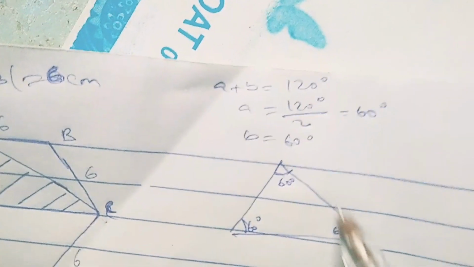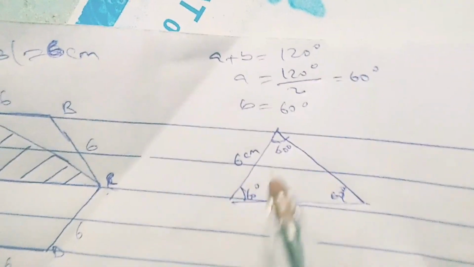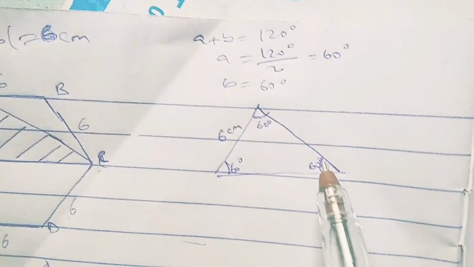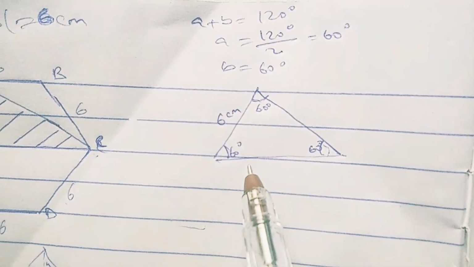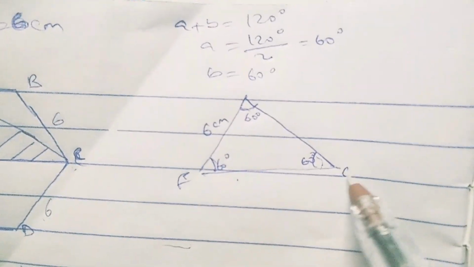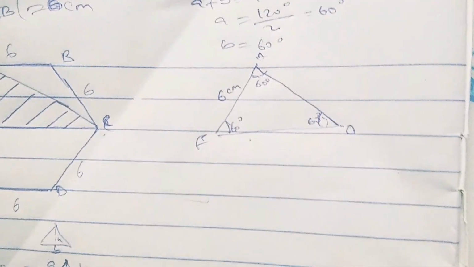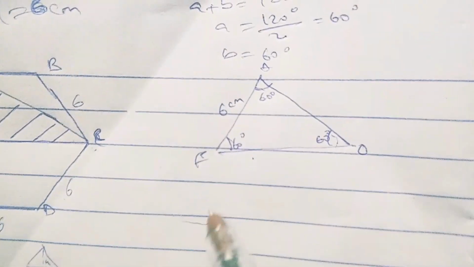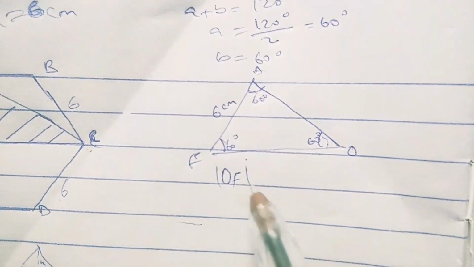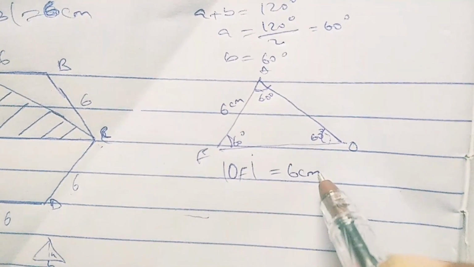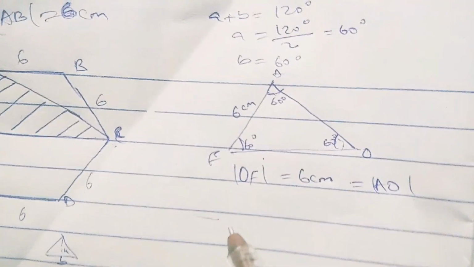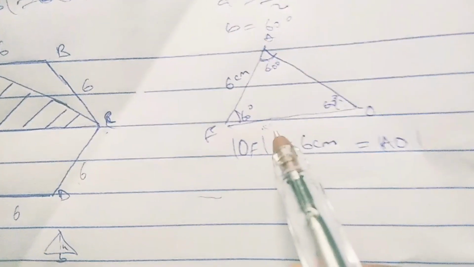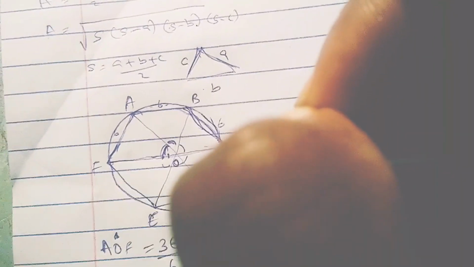So meaning that this is what? And this is 6 centimeters. Now if these angles are equal, it means that this triangle is actually an equilateral triangle. And in an equilateral triangle, all sides are equal and all angles are equal. So it means that OF is equal to 6 centimeters, and AO is also equal to 6 centimeters.